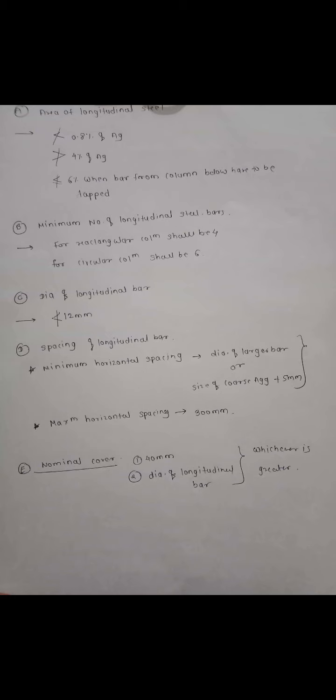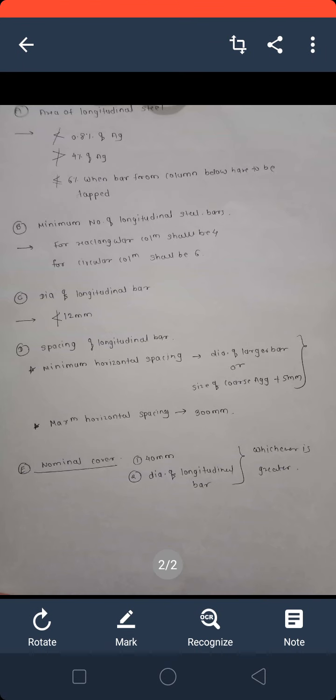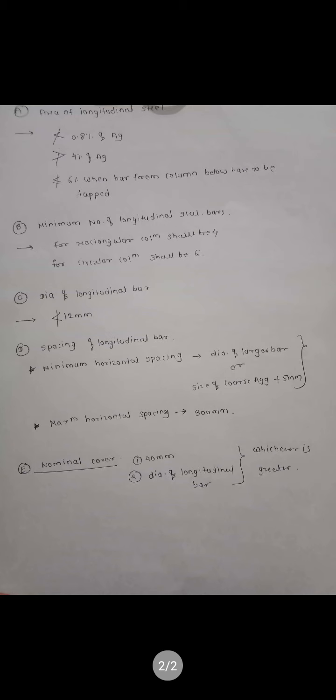Last IS requirement for design of column is nominal cover to the longitudinal bar. Nominal cover in case of column is equal to 40 mm or the diameter of longitudinal bar, whichever is greater. In case of column of width 200 mm or less, whose longitudinal bar does not exceed 12 mm diameter, the nominal cover of 25 mm may be used.